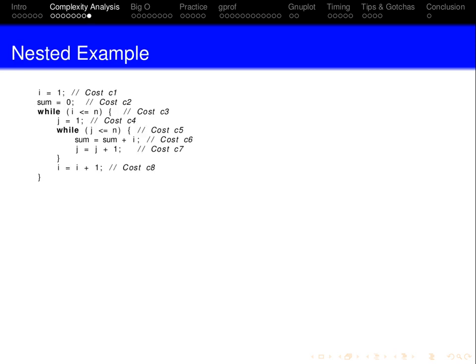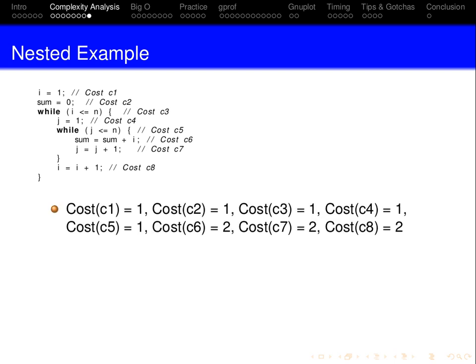Hey, let's do another one. What's C1? What's C2? What's C3? You know, we're doing great. C4? C5? C6? All right. C7? And C8. All right, let's see if we did that all right.